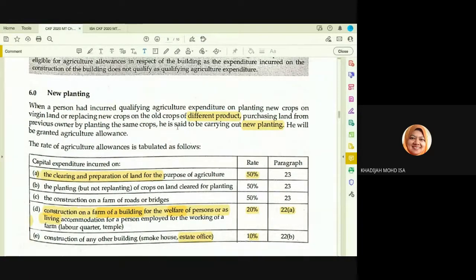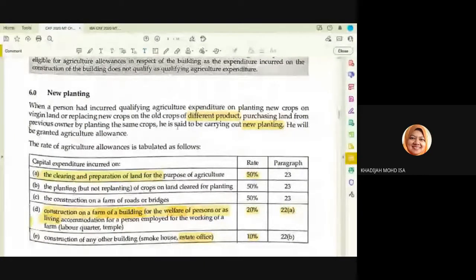But if you have a new owner, for example, initially it was vegetables, and then the land was sold to another owner, and that owner also plants vegetables. So even though it's the same crop, but it's a different owner, it's still regarded as a new planting, right? He will be granted agricultural allowance.